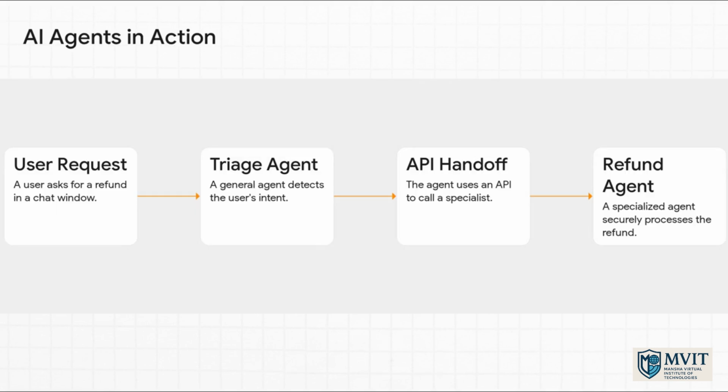You can start building teams of AIs that work together. Check out this example from OpenAI's own documentation. A customer starts a chat asking for a refund. The first AI, a triage agent, figures out what the user wants. But instead of trying to process the refund itself, it uses an API to pass the job off to a different, specialized refund agent. That second agent has all the security permissions to handle the money. It's amazing. It's modular, it's secure, and it's how you build really complex, powerful AI systems.